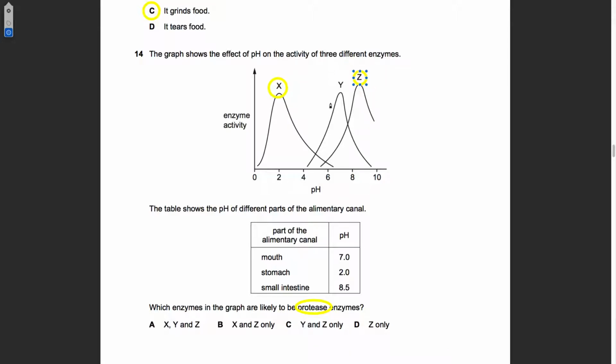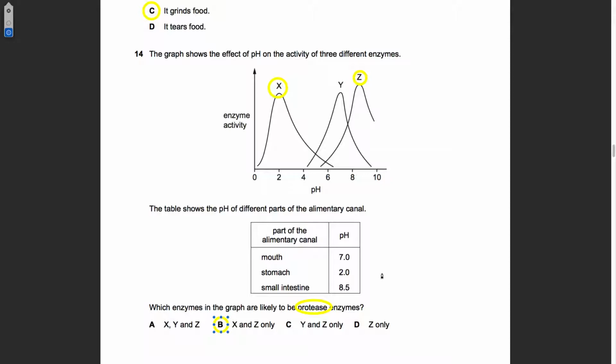The other one, Y, is working in the mouth. Well, there are no proteases made or secreted into the mouth, so that's a no-no. So we're looking for X and Z. Let's go along. All these letters are looking very similar, so just be really careful making your selection. On these kinds of papers, just a few marks can make the difference very easily between one grade and another on the multiple choice paper, because it's only out of 40 marks.